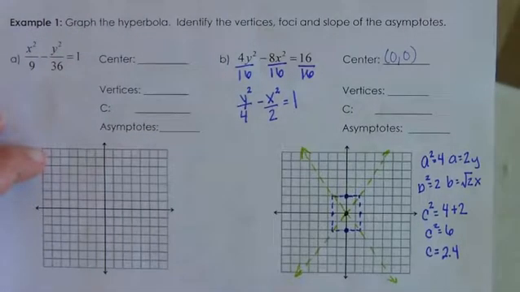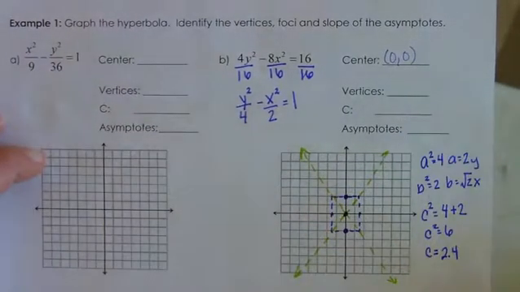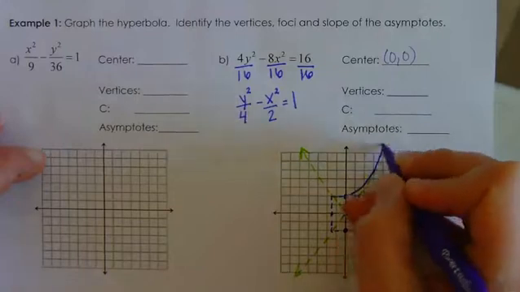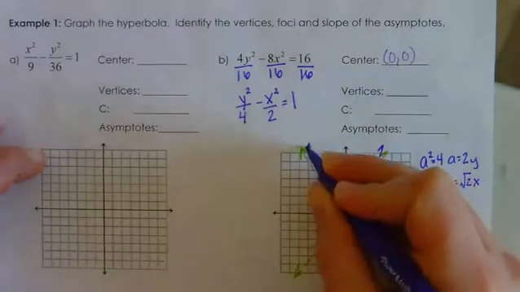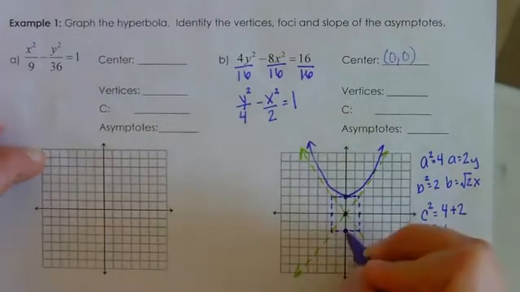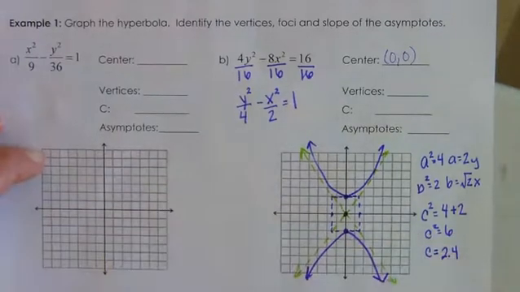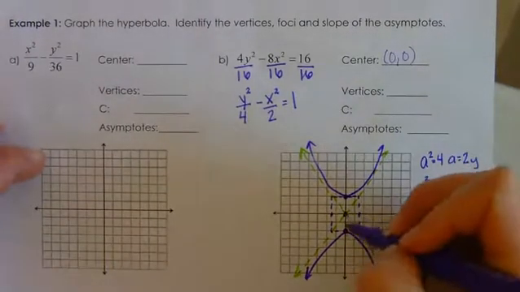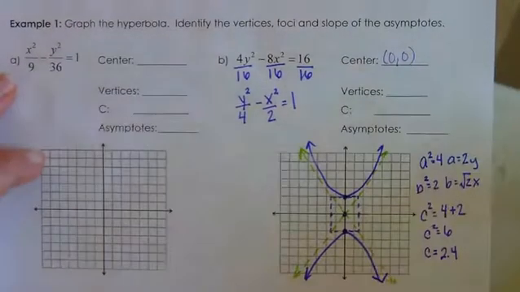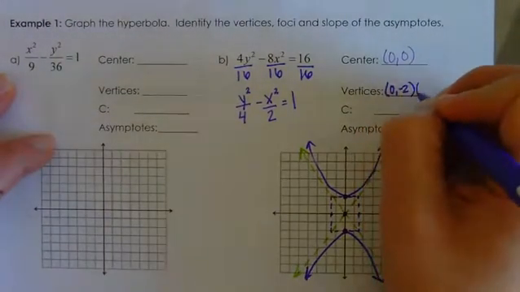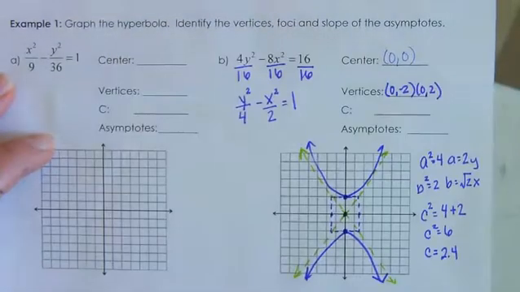Okay, what that's doing for us is giving me the boundary for the branches of my hyperbola. So now I can see that I'm going to follow those green lines. And I have a little bit more of a narrow hyperbola than the last example. Okay, so those are my vertices, these ordered pairs right here: negative 0, negative 2, and then 0, positive 2. Those are my two vertices.